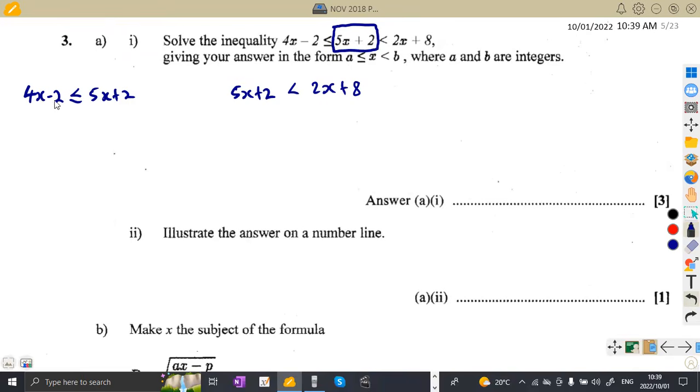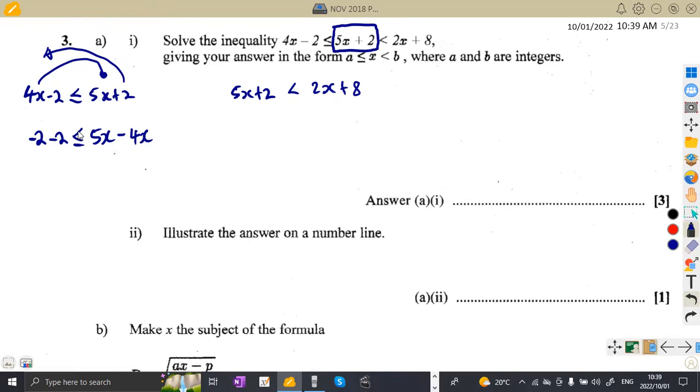Okay, so from the first one, we can solve. How are you going to solve? We can just transpose the 4x to this side, and the 2 to the other side of the inequality. Remember, it was a plus 2, to this side it is going to be minus 2, less or equal to 5x. The 4x to this side is going to be negative 4x. So what I'm trying to avoid is to work with x as a negative.